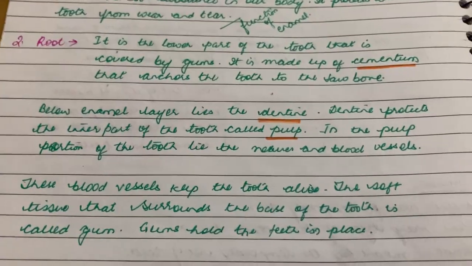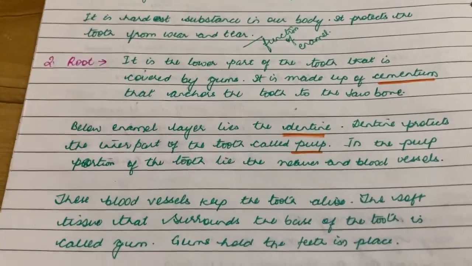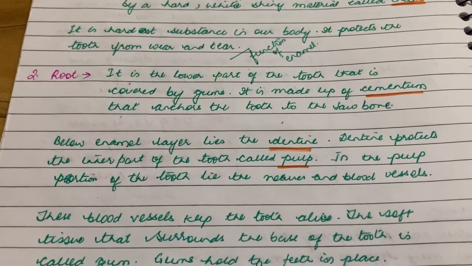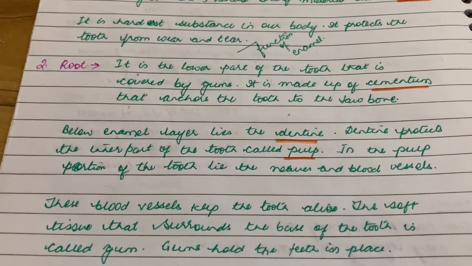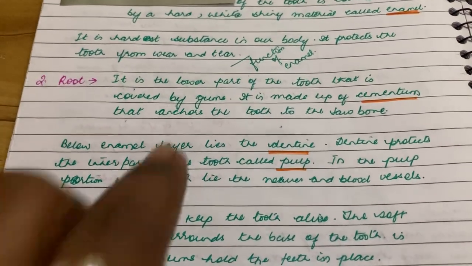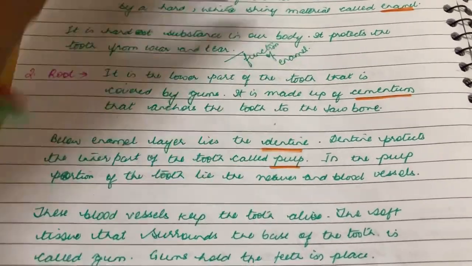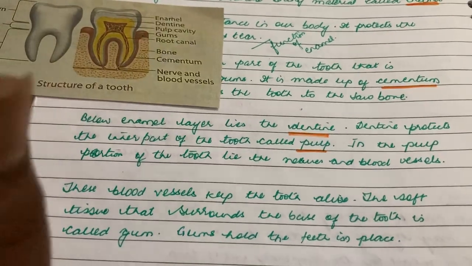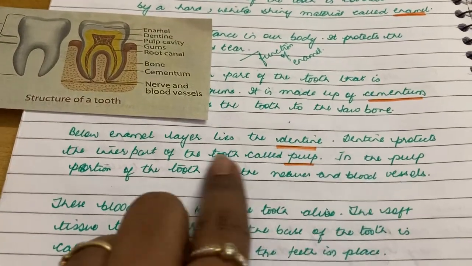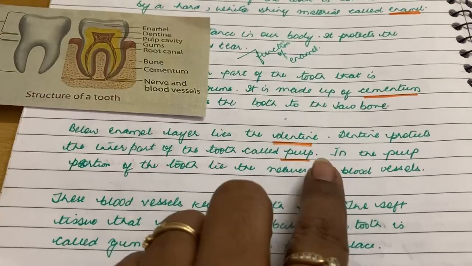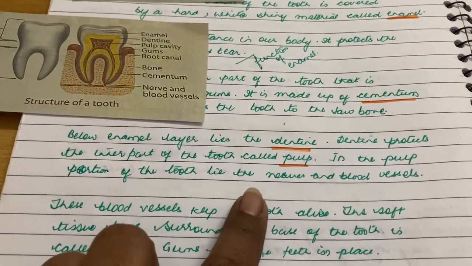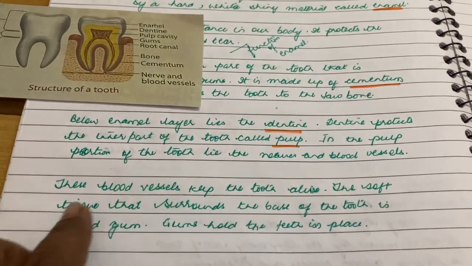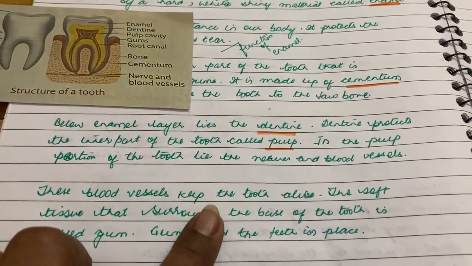Yes, quickly let's take a note of what we have discussed orally. Root is the lower part of the tooth that is covered by gums. It is made up of cementum that anchors the tooth to the jaw bone. Below the enamel layer lies the dentine. We'll quickly have a discussion along with the picture. Dentine protects the inner part of the tooth called pulp. In the pulp portion of the tooth lie the nerves and blood vessels. These blood vessels keep the tooth alive.